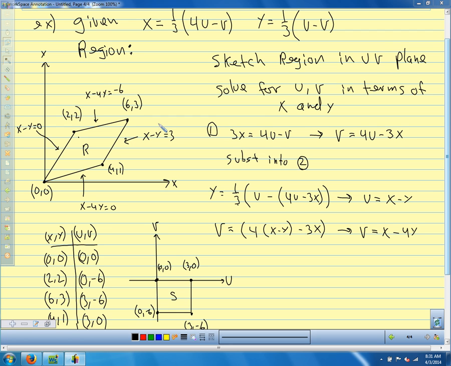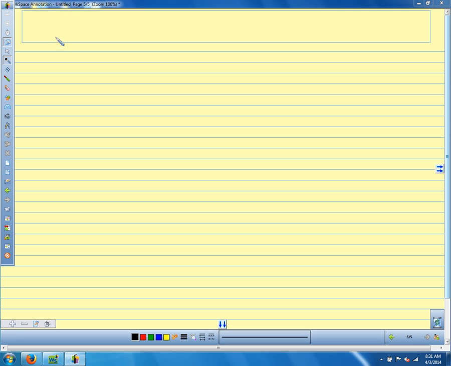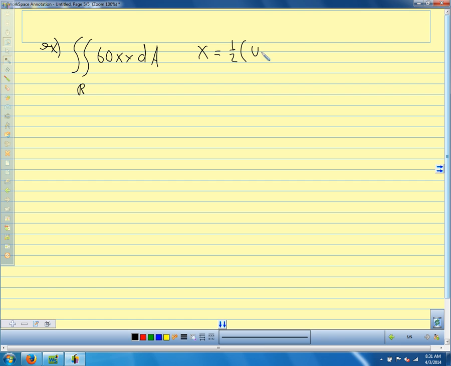All right, questions then? All right, let's go through a problem where we're going to evaluate an integral over a region. So we want to evaluate the integral over our region R of 60xy dA. And we're going to be given our change of variables. So this is similar to the one that we did the example for. And here is our region.